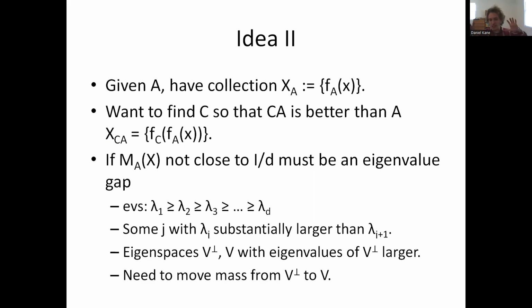And what this lets us do is divide our space into these two eigenspaces, V and V perp, where V perp consists of the big eigenvalues, lambda 1 through lambda j, and V consists of the small eigenvalues, lambda j plus 1 through lambda d. The basic idea is that if we can move some of the mass of the second moment matrix from the V V perp corner to the V V corner, that will work to sort of equalize the eigenvalues. It will make the bigger eigenvalues smaller and the smaller ones bigger, and that will decrease our potential. So that's our goal.